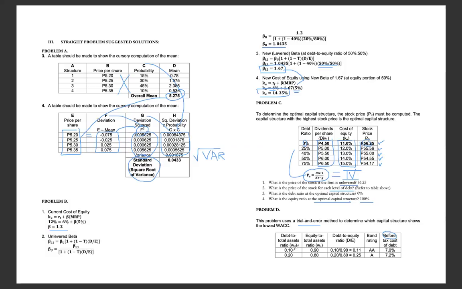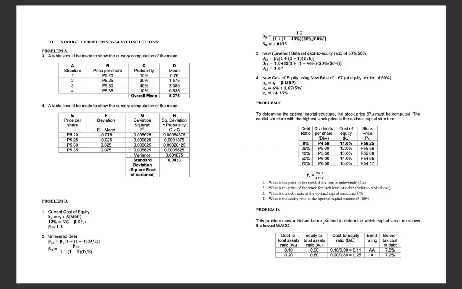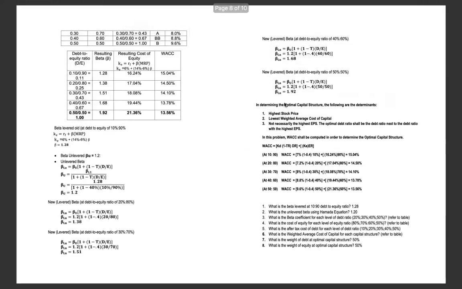So you have at 1090, 7%. At 2080 debt and equity ratio, 7.2%. Ayan. So kung itutuloy natin class, we have here 30-70, you have 8%. 40-60, 8.8%. 50-50, 9.6%.